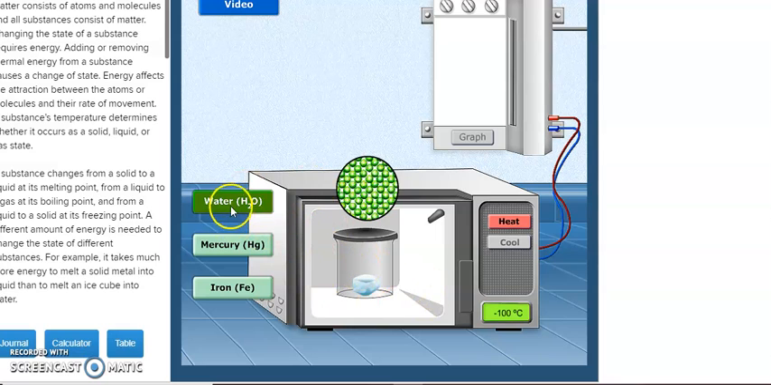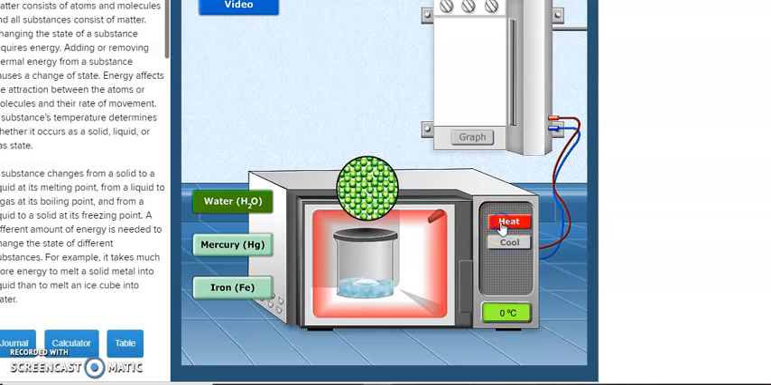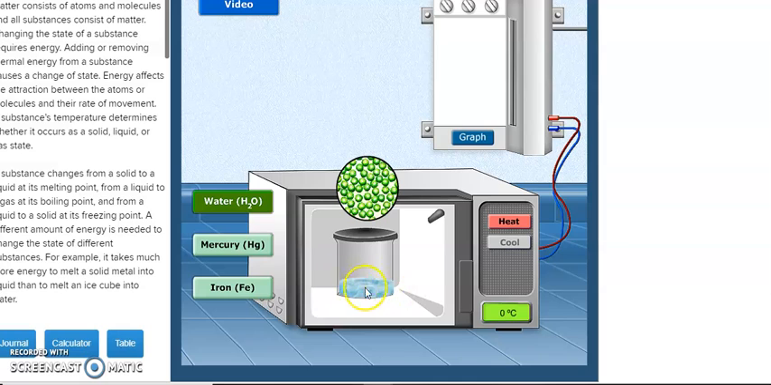We use water in solid state, an ice cube here, and we put it inside the microwave with a temperature of minus 100 degrees Celsius, as you see. And you see the particles, how they are packed together. So right now we add heat right away, the water in solid state melts to water in liquid state. So the ice melts and becomes water. And as you see here, the temperature is 0 degrees Celsius.